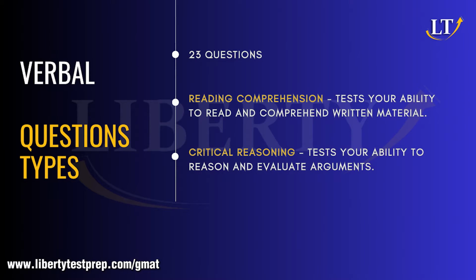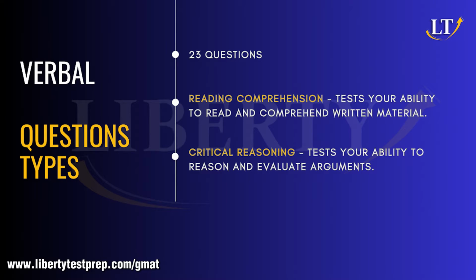Okay, so let's talk a little bit about the verbal section. First, the verbal section contains 23 questions, and there are 2 main types: reading comprehension and critical reasoning. In reading comprehension, you will have to read a whole text, a whole article, and this will measure your ability to read and comprehend reading material. You will get one article, and usually there are going to be 3 to 4 questions associated to that article.